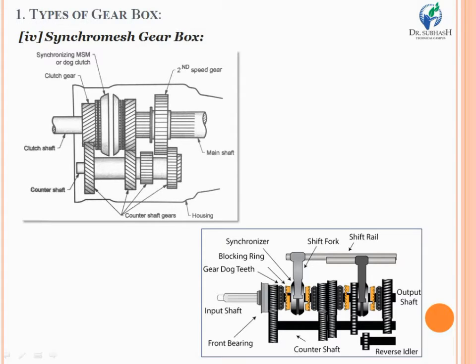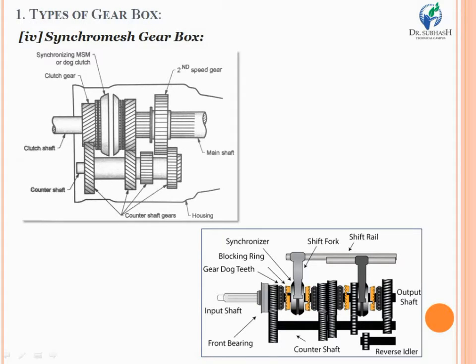Now look at the bottom side diagram. You see that there is a shift fork and shift rail. You sufficiently know that the fork or shifter is provided to engage and disengage the various pairs of gears as per the requirement. Look at the diagram. On the input shaft there are gear dog teeth given.